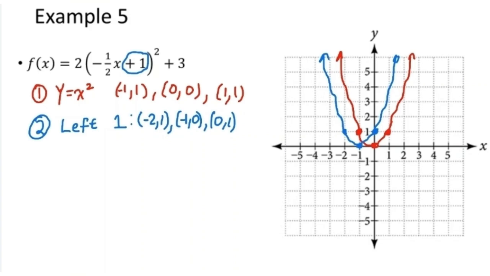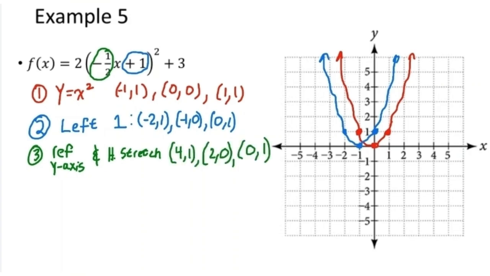Now looking back inside our function, we can handle the -1/2. The -1/2 tells us we actually have to do 2 transformations. First, we have a reflection over the y-axis, and we have a horizontal stretch. We can do both of these at the same time, just by dividing each x component by -1/2, and dividing by -1/2 is the same as multiplying by -2. So after dividing each x component by -1/2 or multiplying each x component by -2, we get the points 4, 1, 2, 0, and 0, 1. Now we'll plot the points and connect the dots, and there's our graph after we reflect over the y-axis and perform a horizontal stretch.